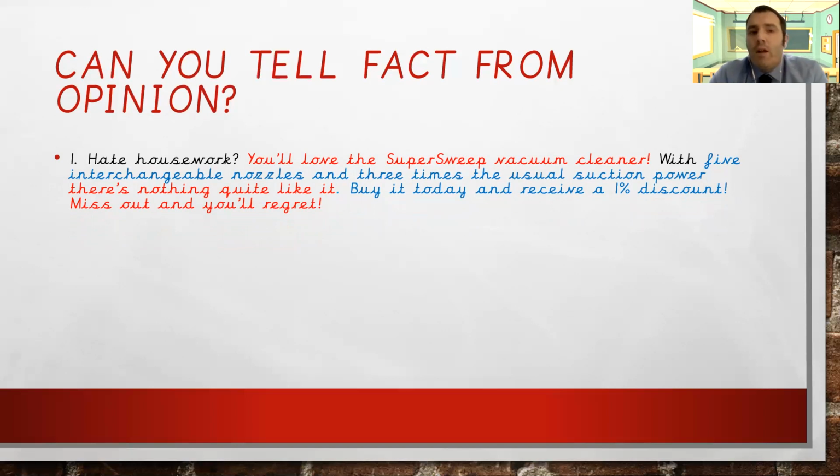So it's an opinion. 5 interchangeable nozzles and 3 times the usual suction power. That's a fact. We can look in the box. We can see, yes, there are 5 interchangeable nozzles. I can measure how hard it sucks to get the dust off the carpet. I can measure that and I can compare it with what the usual vacuum cleaner suction would be like. There's nothing quite like it. That's someone's opinion. There might be something that's even better.